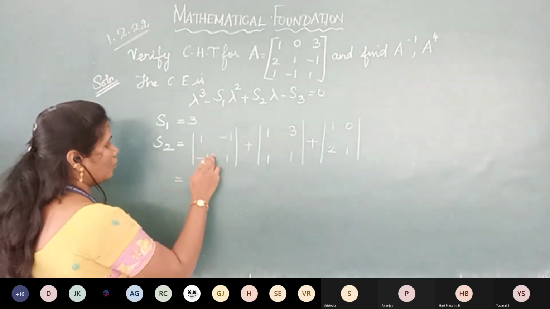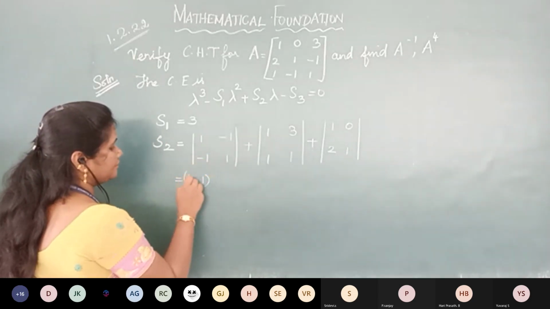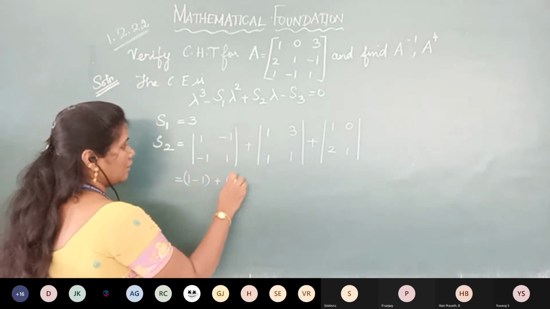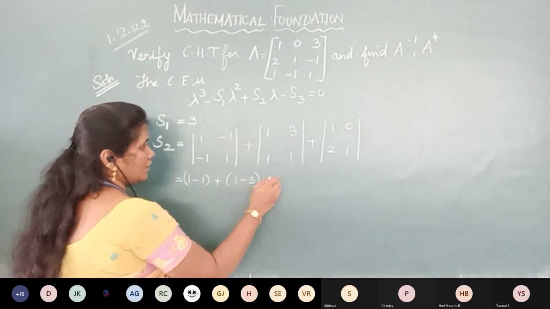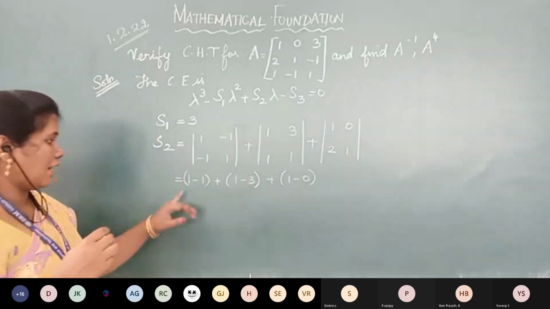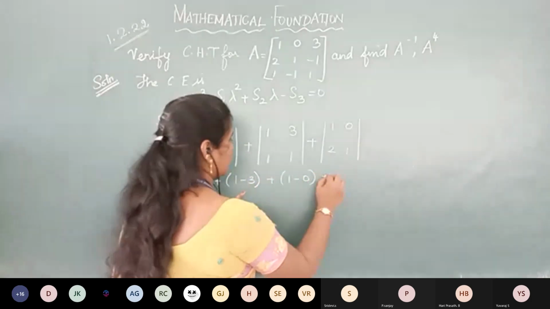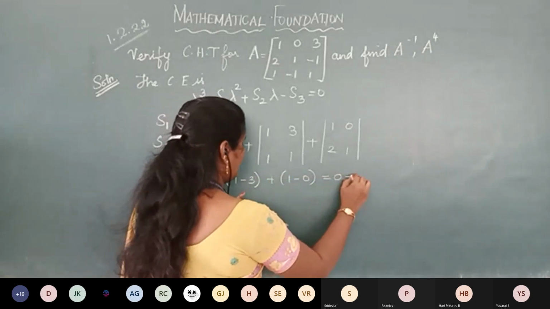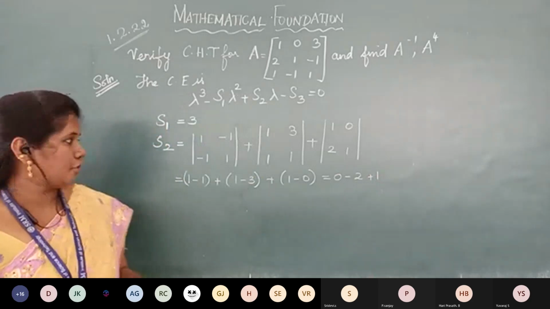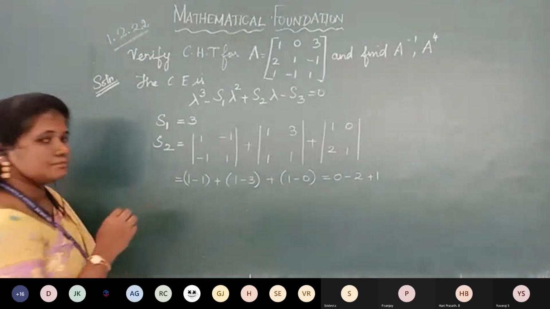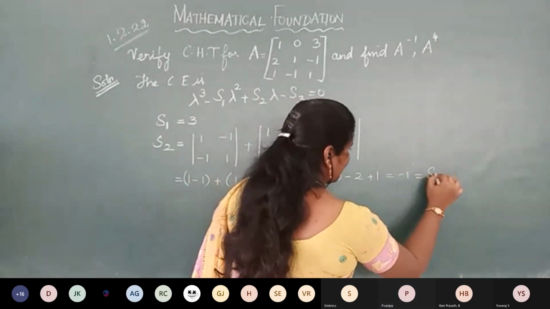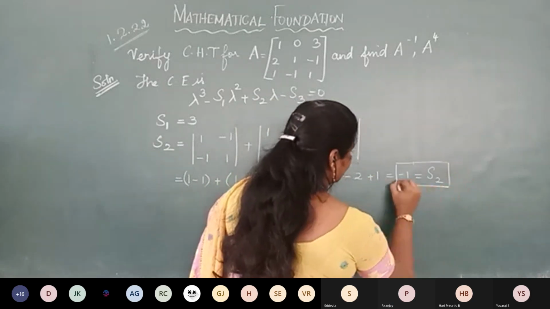Now when you multiply, you'll have 1 minus 1 minus into minus plus, but you've got one minus, so minus, plus 1 minus 3 plus 1 minus 0. So you'll have 0 minus 2 and plus 1. So what is your S2? What is your S2 you're getting? Write it here. Minus 1. You're getting minus 1. So your S2 is minus 1.